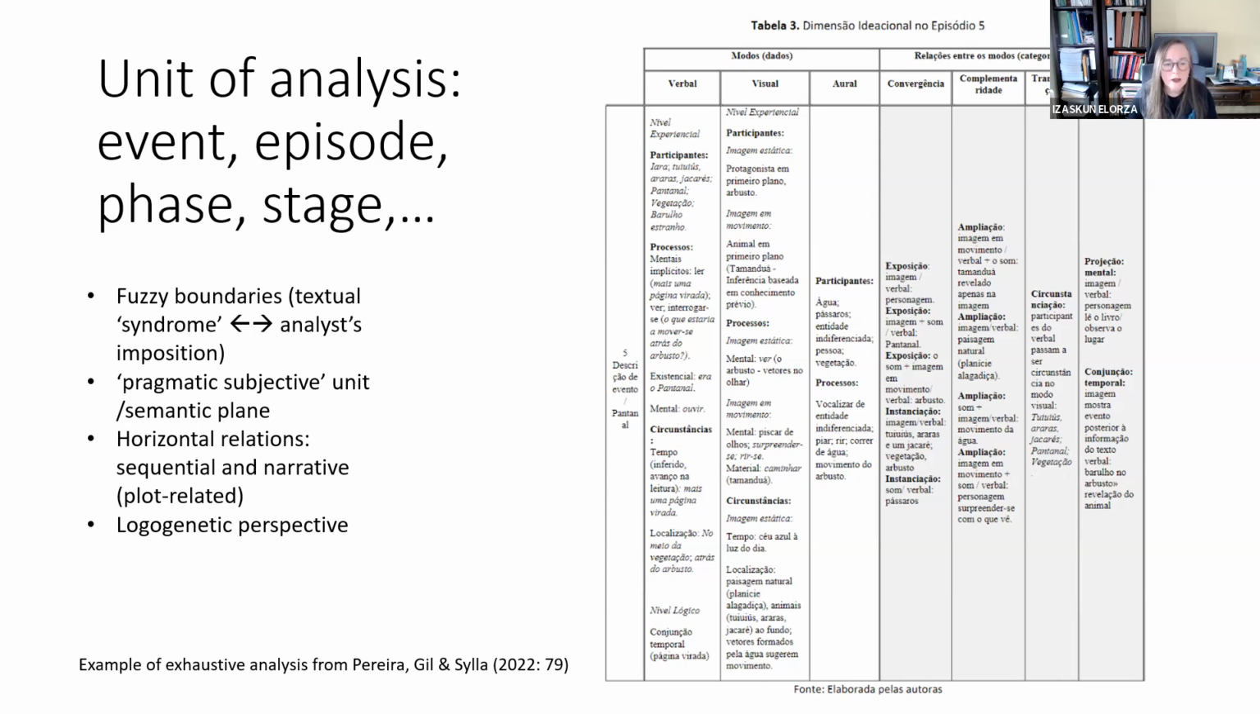Or discourse semantics, sorry. Here we can study as well, or we can rely on horizontal relations as well, because we are dealing with sequential and narrative features. So typically related to the plot or the subplots and so on. So this is also a logogenetic perspective.